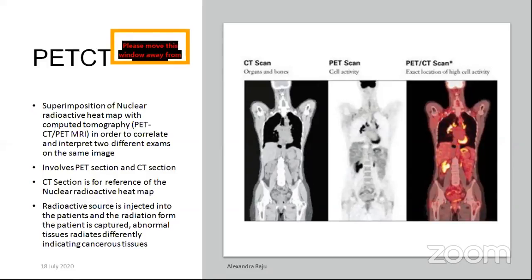The PET scan is incorporated with the CT scan as a reference, and the PET-CT scan is obtained. You can see the difference from the images given in the slide. So two different examinations can be done. A CT scan can be done, and the PET scan is also incorporated for a clearer image of the body, and more metabolic activity can be visualized with the help of a PET scan incorporated with a CT scan. Next slide, sir.